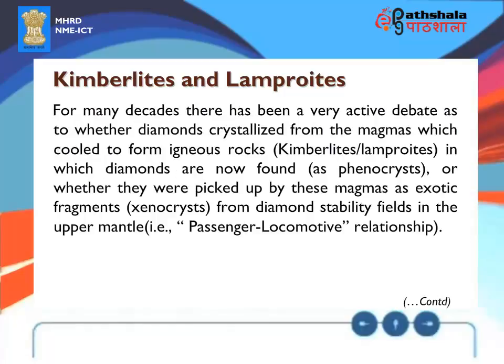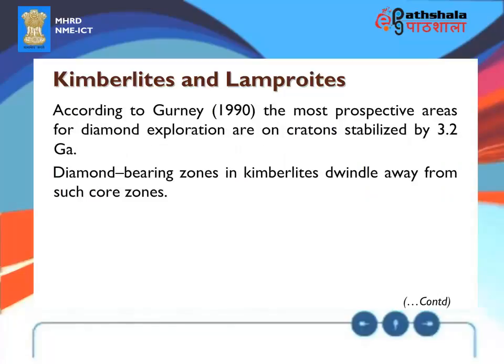For many decades, there has been a very active debate as to whether diamonds crystallized from the magmas which cooled to form igneous rocks, kimberlites or lamproites, in which diamonds are now found as phenocrysts, or whether they were picked up by these magmas as exotic fragments, xenocrysts, from diamond stability fields in the upper mantle, that is, a passenger-locomotive relationship. According to Gurney 1990, the most prospective areas for diamond exploration are on cratons, stabilized by 3.2 billion years.